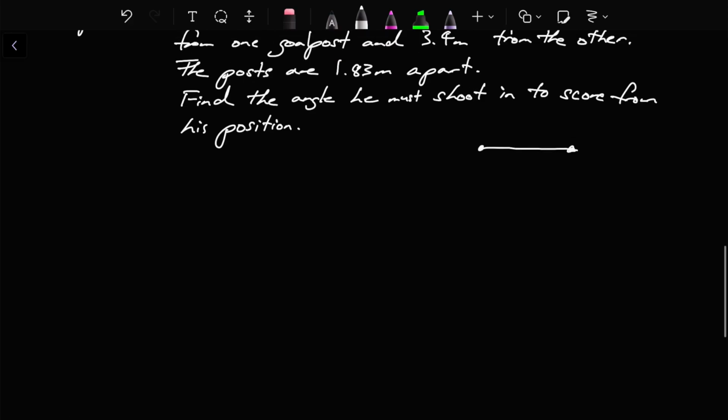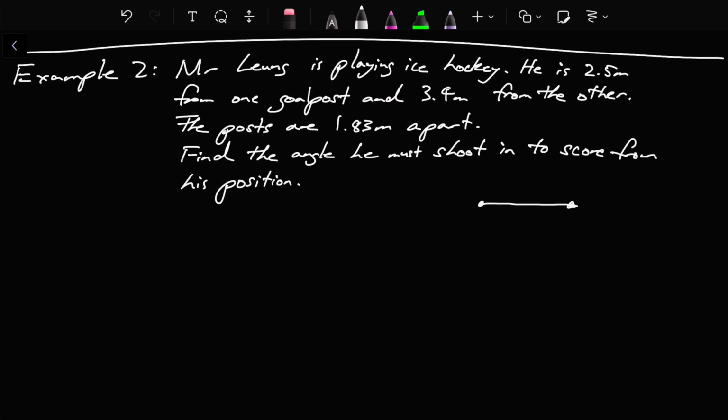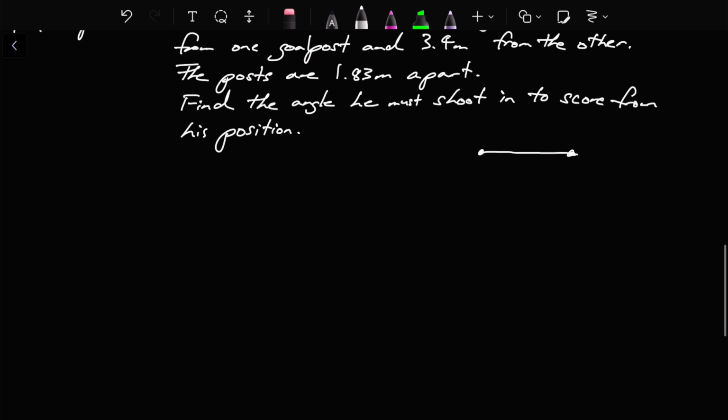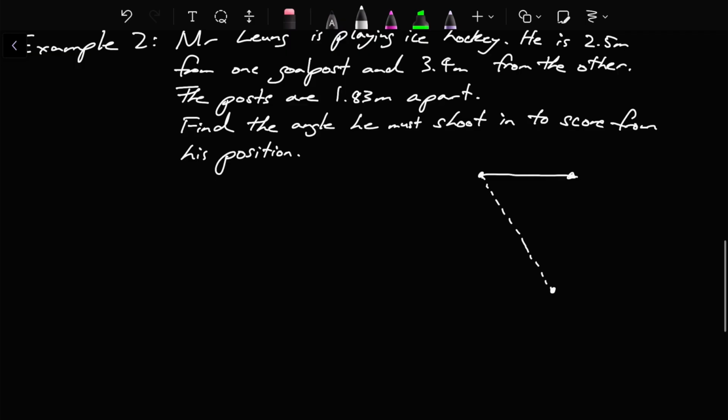Okay. He's 2.5 meters from one goalpost and 3.4 from the other. So he kind of has to be at a bit of an angle. So I guess let's put him here. And we can say this is the longer one. Doesn't really matter where you put it. You just got to label the side lengths correctly.